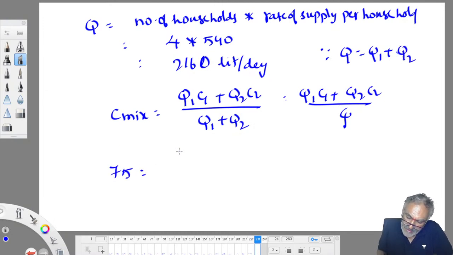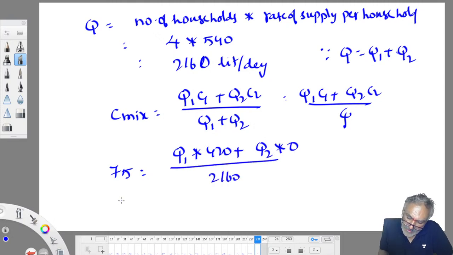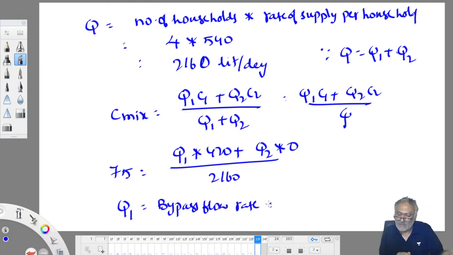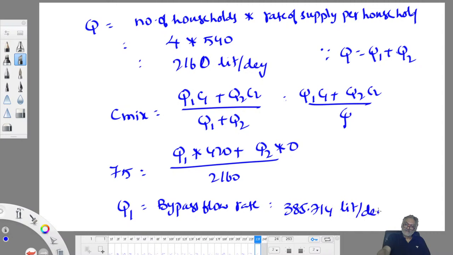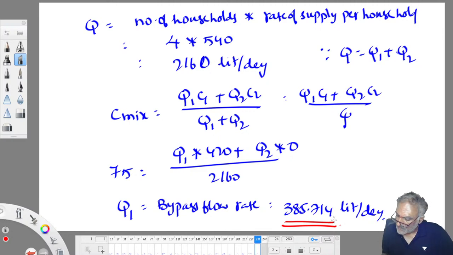C mix is 75. Q1 is unknown, C1 is 420. Q2 is also unknown, but C2 is 0. Q is 2160. The only unknown is Q1, which is the bypass flow rate. How much water is bypassed? It is equal to 2160 into 75 by 420. This is a 2 marks question in the GATE exam. So it is 385.714 liters per day. That is how we can work it out. Indirectly, I have been asked to use the mix formula. So we work out questions like this.